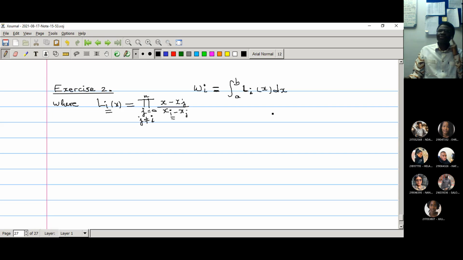So the first step is to solve P4 for x equal to 0. So I will give you 5 minutes to solve that and tell me what you've obtained.